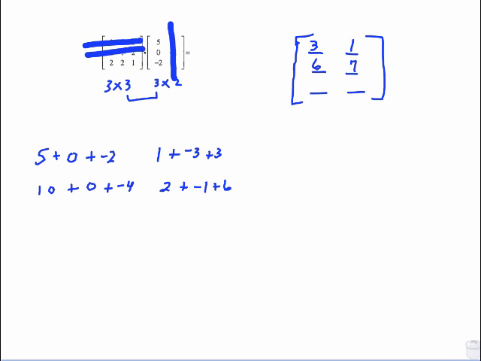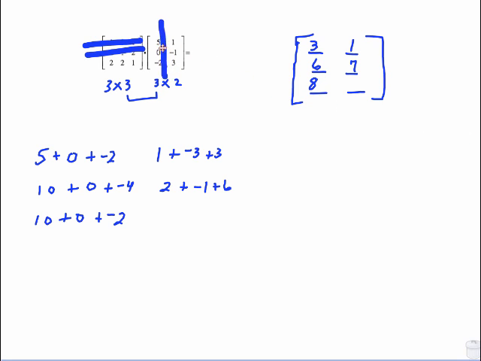Leave the third row uncovered and start again. 2 times 5 is 10. That's 2 times 5, first in the row times first in the column. That's 10. Plus second in the row times second in the column: 2 times 0 is 0. Plus third in the row times third in the column: 1 times negative 2 is negative 2. Add that up. Gives me 8.